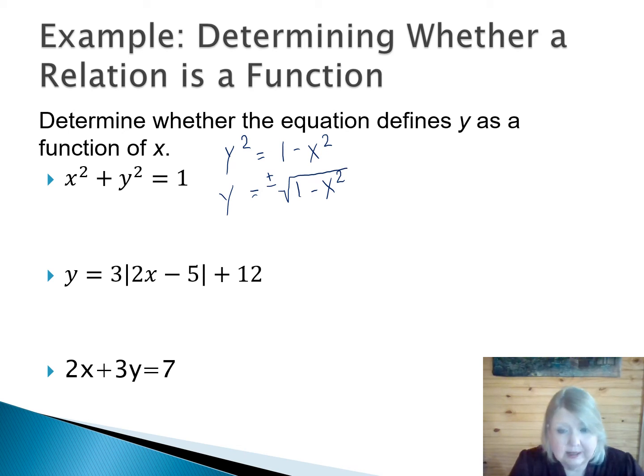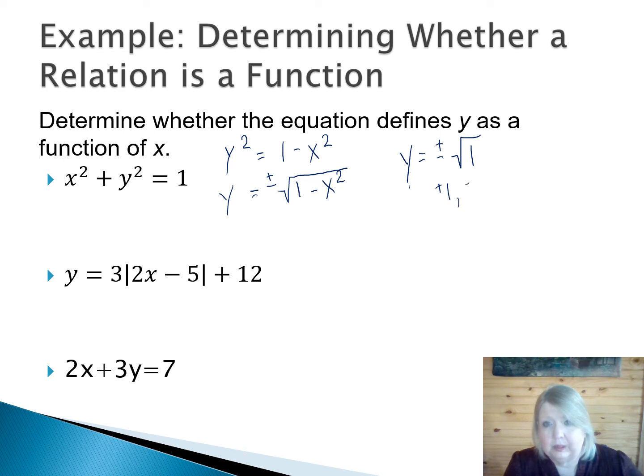So for a single value of x, even just pick 0, okay, then I have y is positive or negative square root of 1 minus 0, which is 1, which means y could be positive 1 or it could be negative 1. So for one value of x, I have two values of y, so this is not a function. Anytime you square y, it will not be a function.